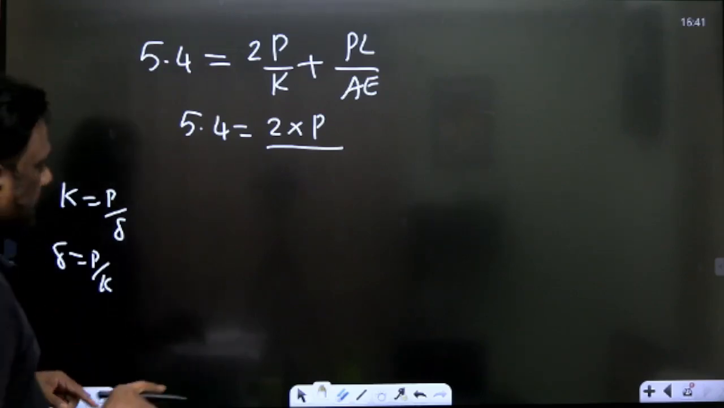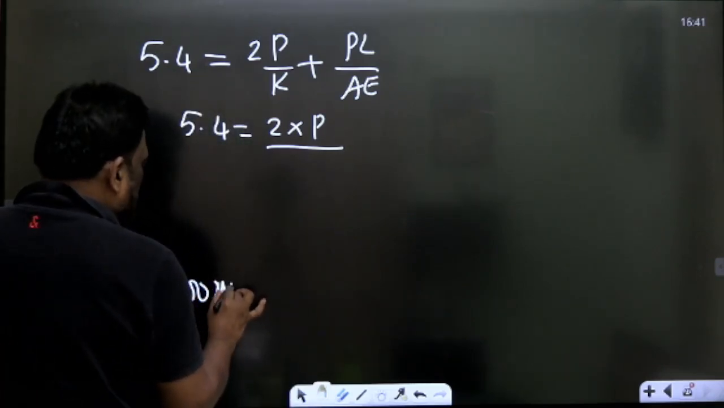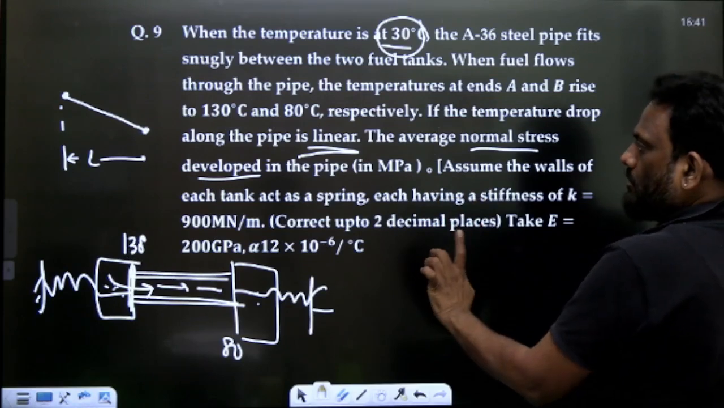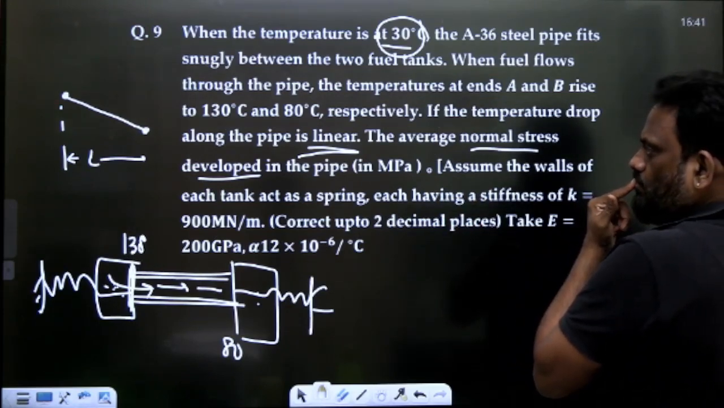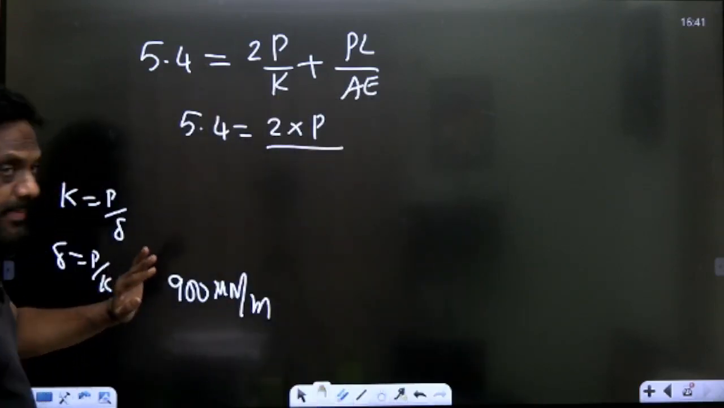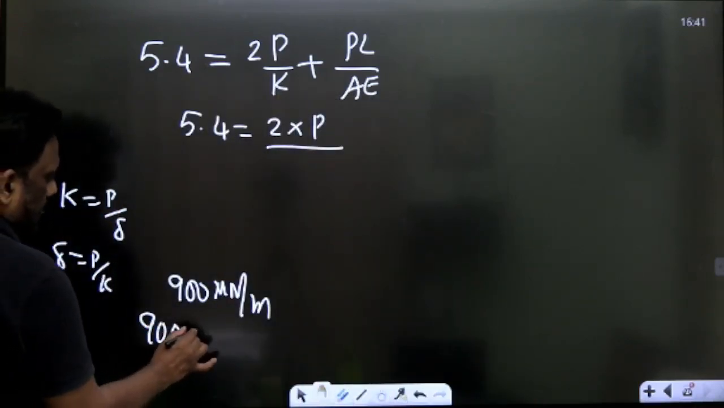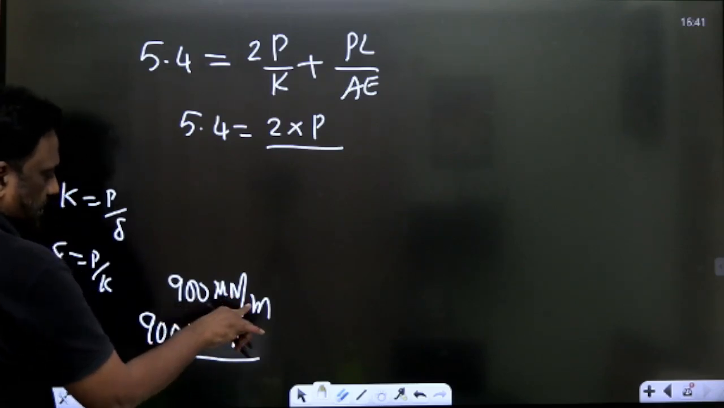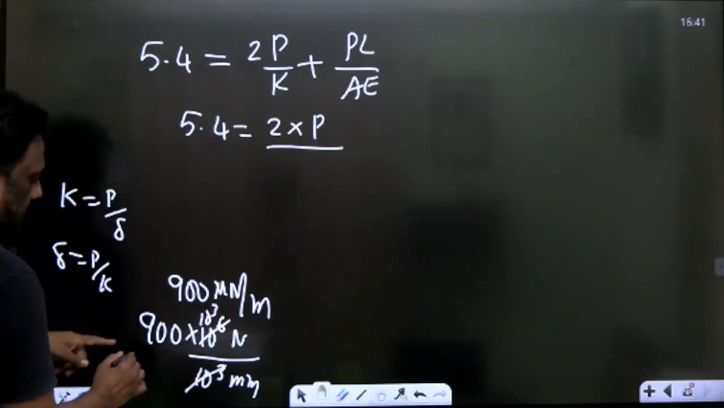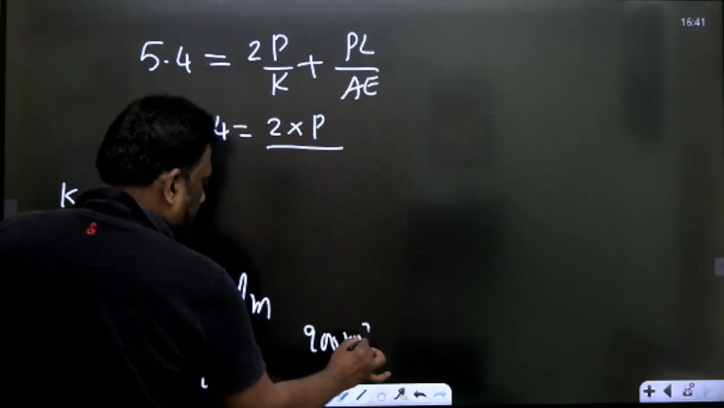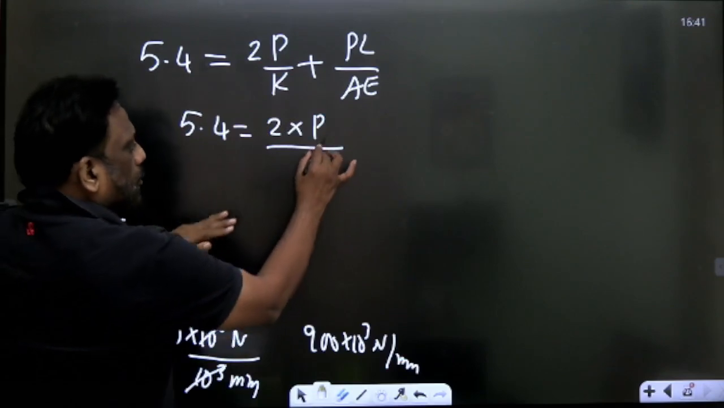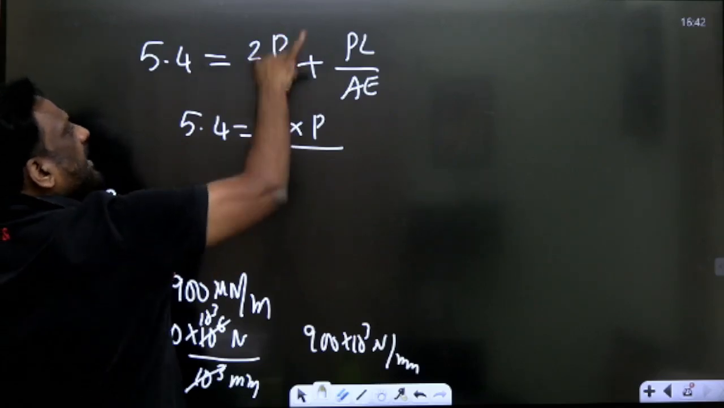The stiffness is given, sir. How much is given? 900 mega newton per meter. The stiffness of the spring was given. 900 mega newton per meter. We will convert this into millimeters. 900 mega is 10 power 6 newton, meter is 1000 mm, so 10 cube cancels. Therefore it will be 900 into 10 power 3 newton per mm. Take the load in newton, K is newton per mm, already this is in mm, tally it.